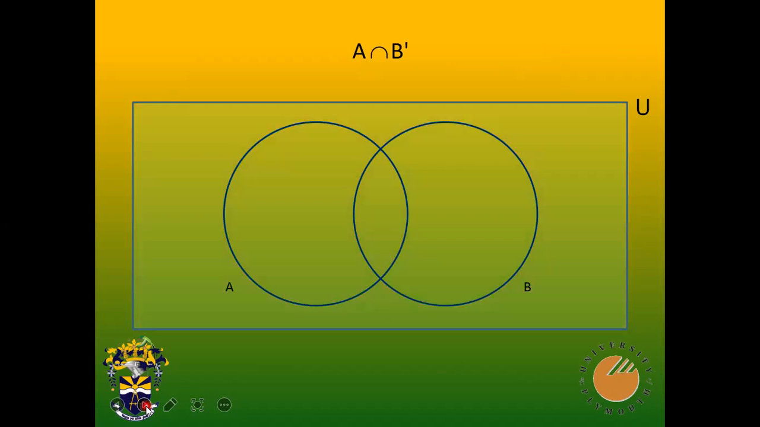A intersection B complement means the B portion will be deleted from the universal set. So the B portion will be deleted from the A portion. Now, what will A union B whole complement be? That means A union B will be deleted from the universal set. That means the pink color is A union B complement.